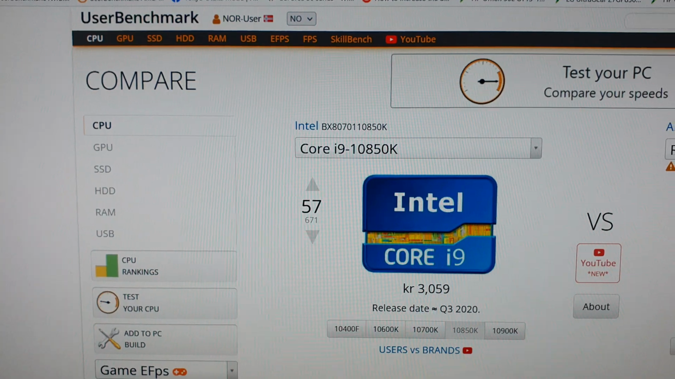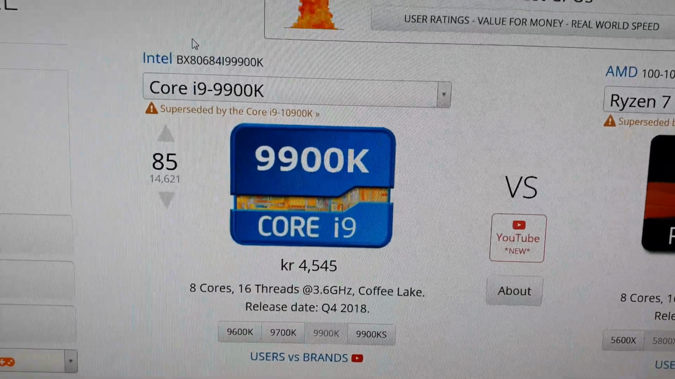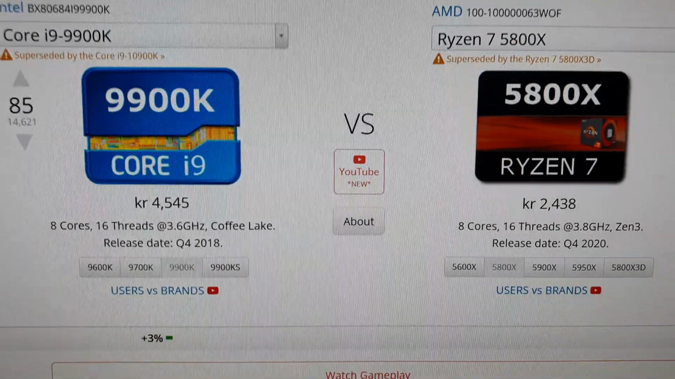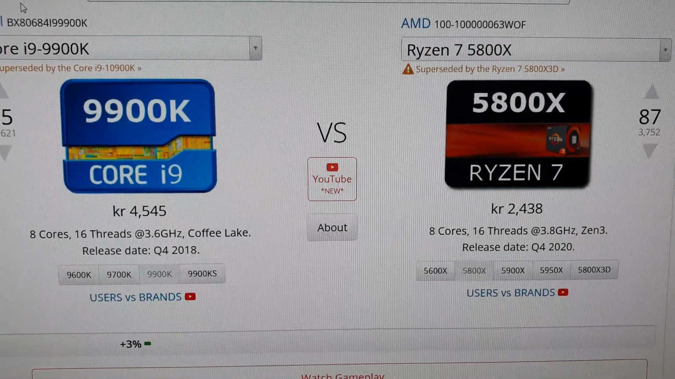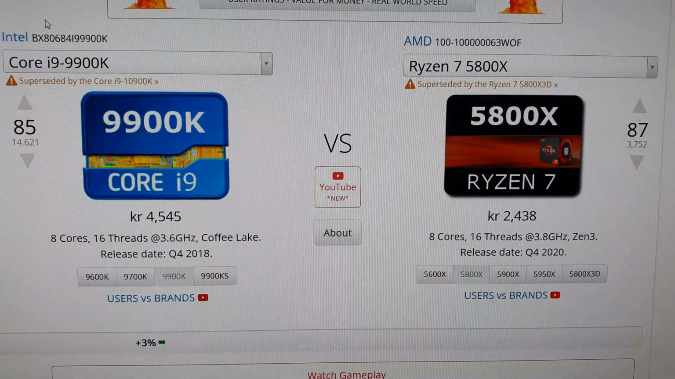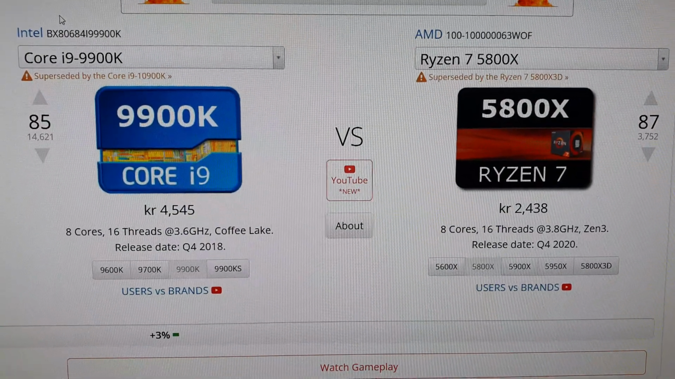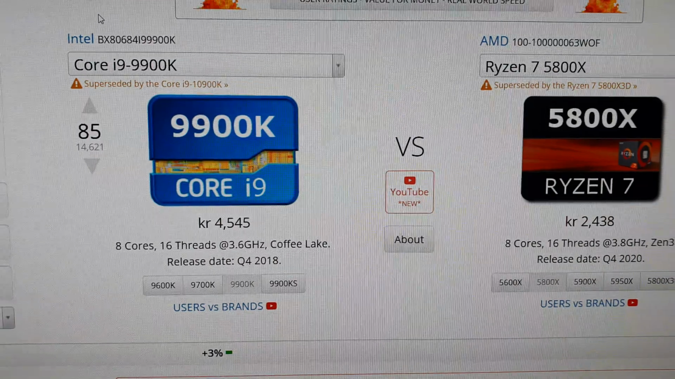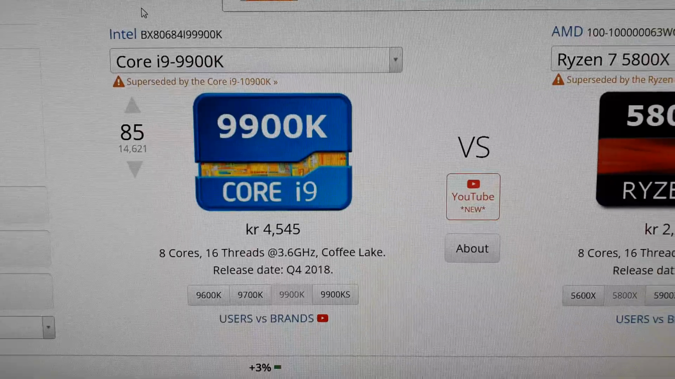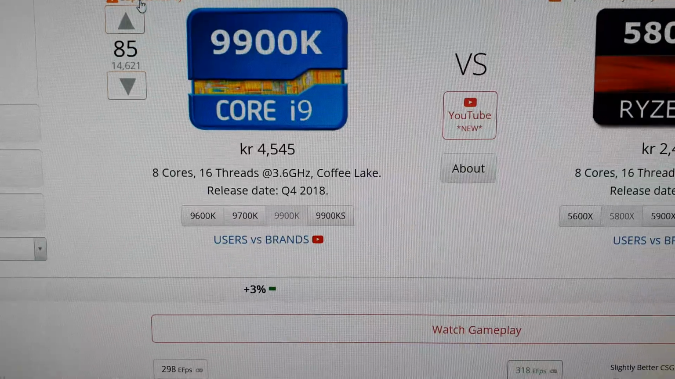So we start with this one. Here we have the i9-9900K. They match this up against the Ryzen 5800X. The reason I make this video today is because I have two computers, both with Ryzen 7 5800X. Now, the i9-9900K is the ninth generation, so it's a good processor. Many people still use it.